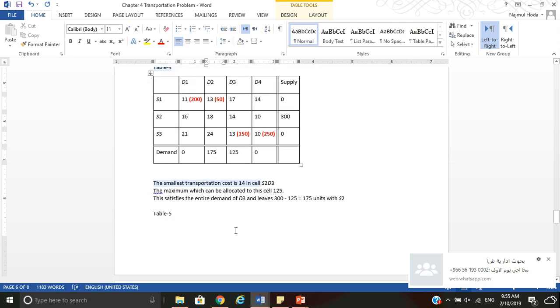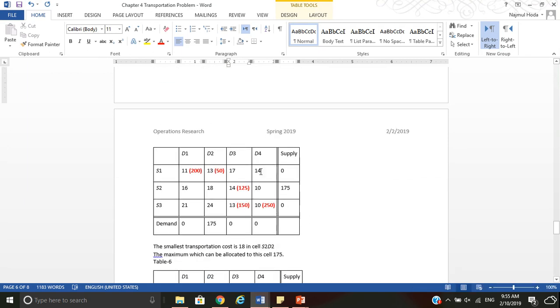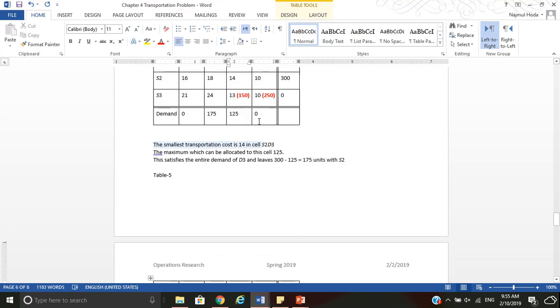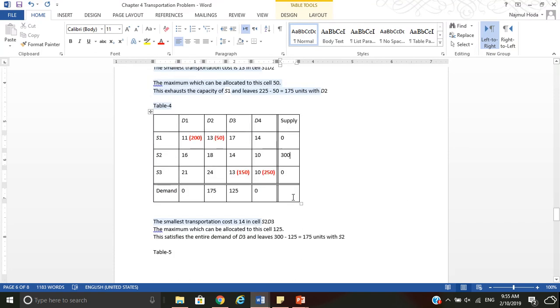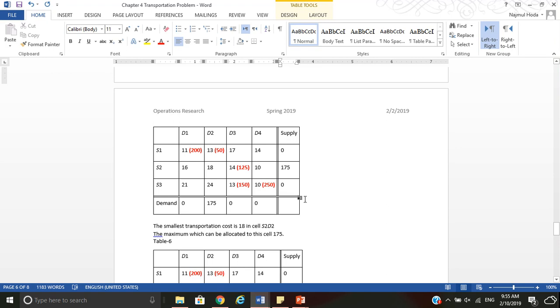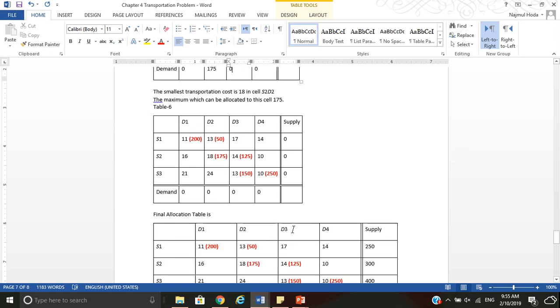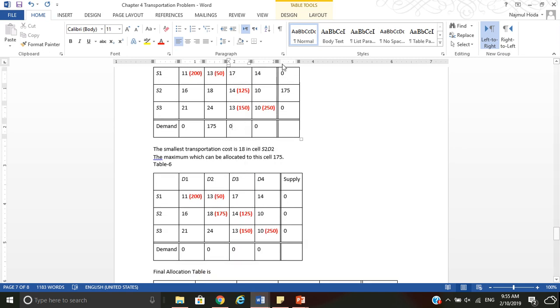Now we will again look at the lowest cost. The lowest cost now is 14. So in 14, what happens? 125 and 300, which is lower? 125. We put 125 here, minus 125 from here. This is 125. This becomes 175. This becomes 0. So finally, let's see if more are left.